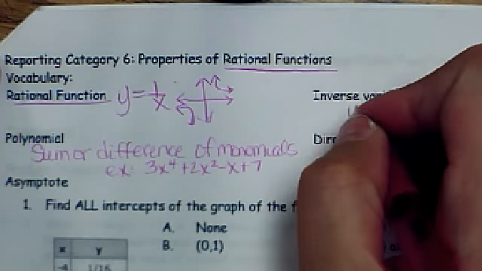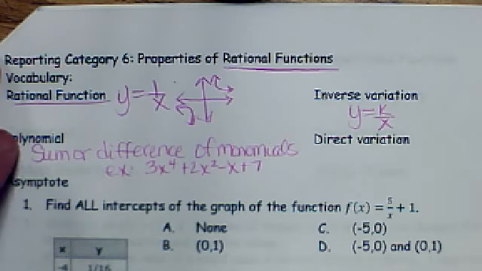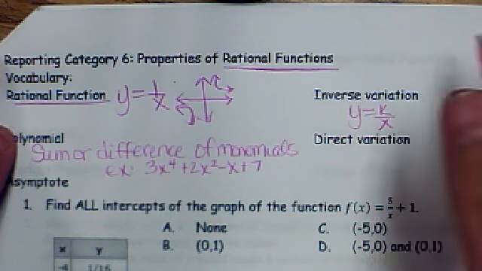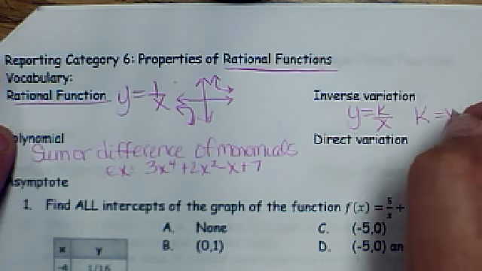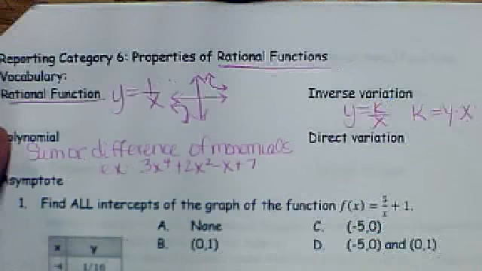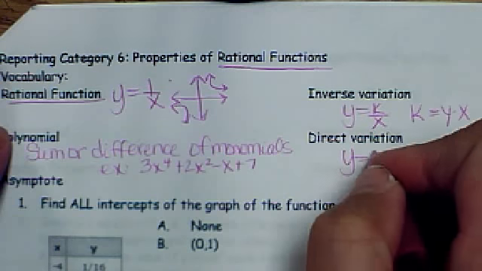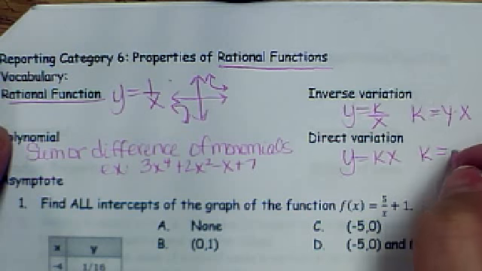Inverse variation is y equals k over x. That's the formula, y equals k over x. And if we solve that for k, k equals y times x. And remember that k stands for constant of variation. It's constant for all of the numbers. Direct variation is y equals kx. And there we solve for k, k equals y over x.